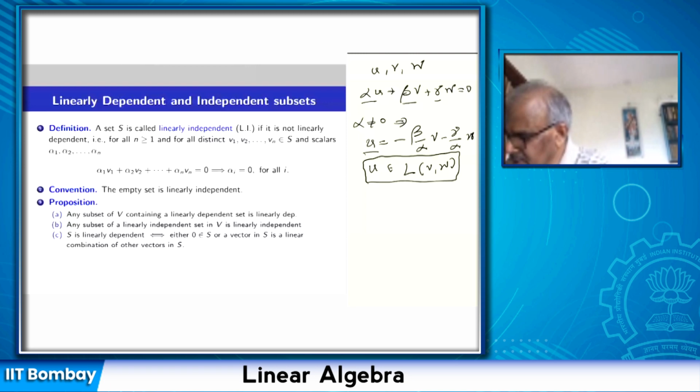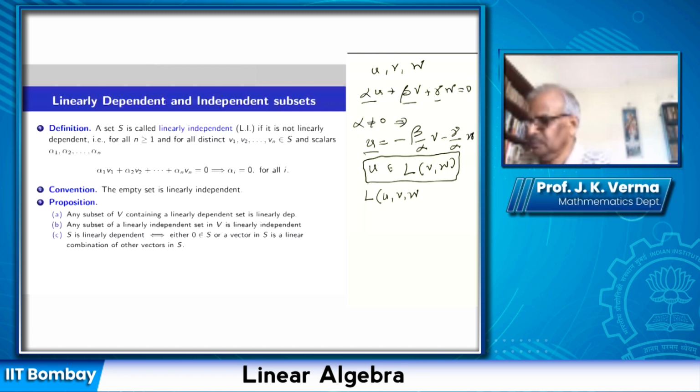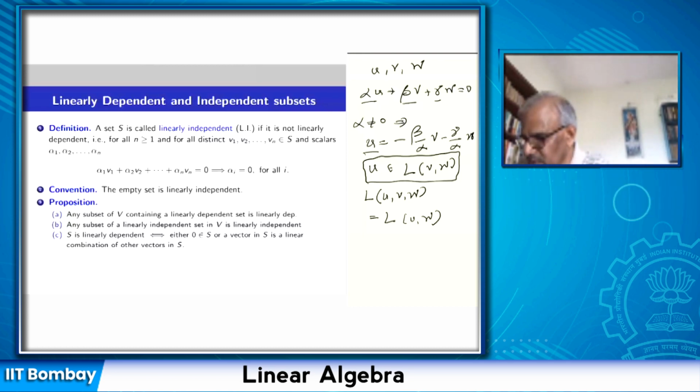So therefore, this means that the linear span of u, v, w is the same as the linear span of v, w. The vectors v, w are contained in the set of linear combinations. If u is a linear combination of v and w, then the linear span of u, v, w is the same as the linear span of v and w, and therefore this can be realized as the linear span of a smaller set.